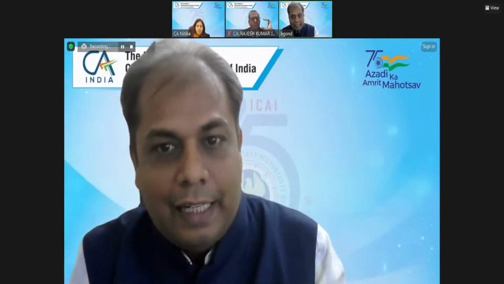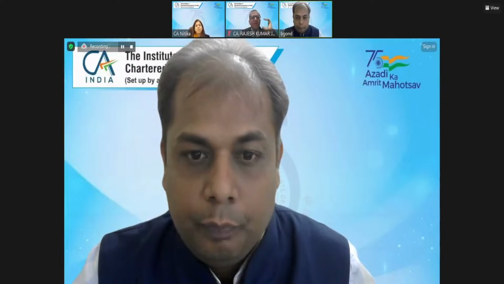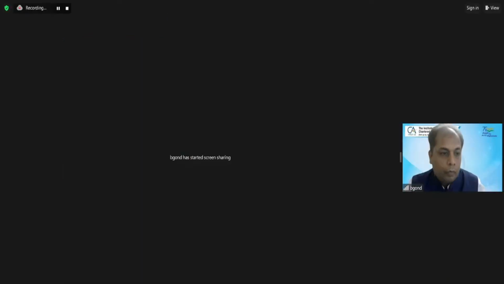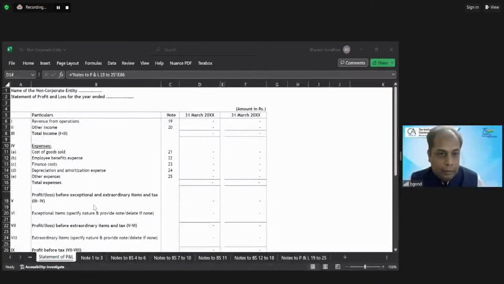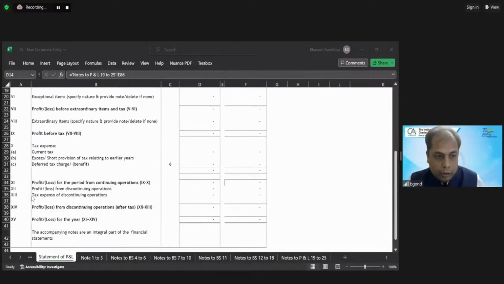Under this guidance note, we have a format of the P&L account which says that you are supposed to show on the face of the P&L all the transactions related to the discontinuing operation. Let me share the Excel to give more clarity on that. Is it visible, ma'am, this Excel? Yes, sir. So now see here, we have profit or loss from the continuing operation.